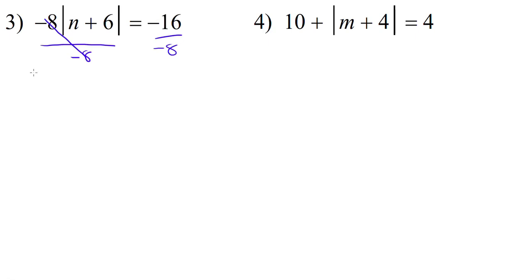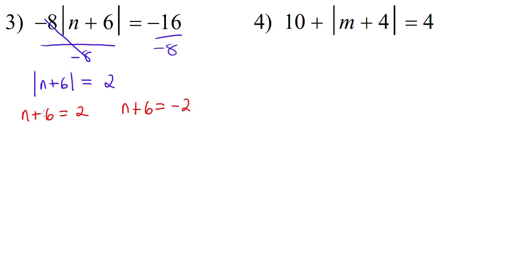Over here, they cancel out, leaving us with the absolute value of n plus 6 equals, and negative 16 divided by negative 8 is positive 2. Now that we have the absolute value section isolated, now we can solve. So if the absolute value of n plus 6 equals 2, that means n plus 6 either equals positive 2 or negative 2. So we write those two equations. N plus 6 equals positive 2, and then n plus 6 equals negative 2.